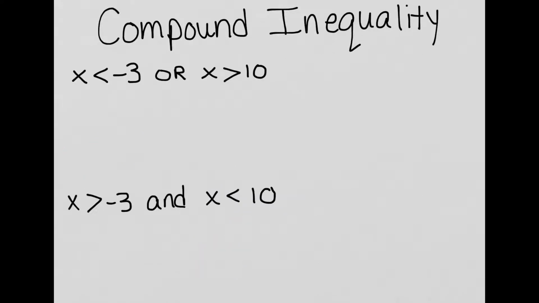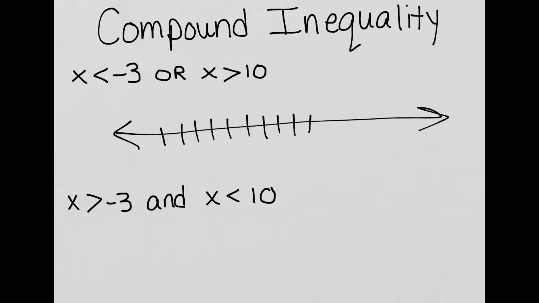Here are some compound inequalities. I've written them both out with words, but when it says and, you can combine them and write it as a little bit easier looking compound inequality. So, the compound inequality: x is less than -3 or x is greater than 10. What I want to do here is actually just graph that. What would that look like on a graph? Well, two things are going on here.